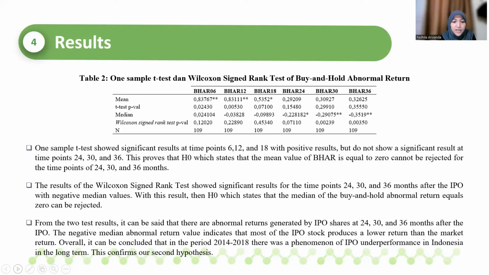The negative median abnormal return value indicates that most of the IPO stocks produce a lower return than the market return. Overall, it can be concluded that in the period 2014 up to 2018, there was a phenomenon of IPO underperformance in Indonesia in the long term. This confirms our second hypothesis.